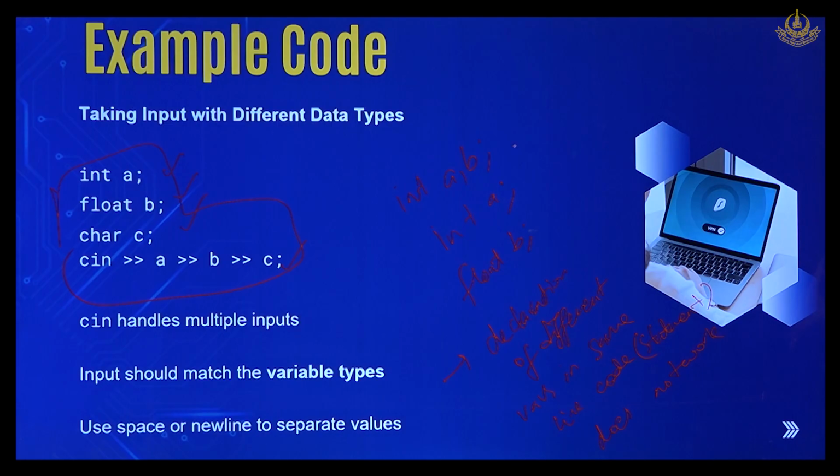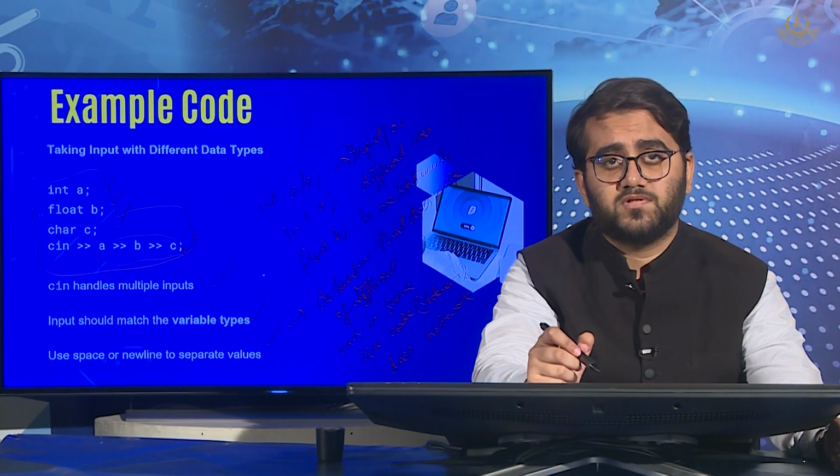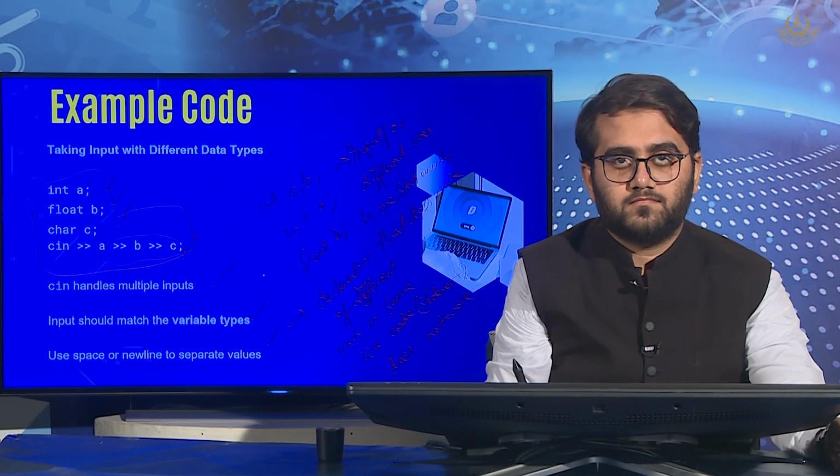However, if we take input for different vars, vars is short for variables, different vars in one statement, that does work. So we can see that we have declared 3 variables, int a, float b, and char c, and we can take their input within the same line. That is just the explanation which is written over here. I will give you a couple of seconds to read these.